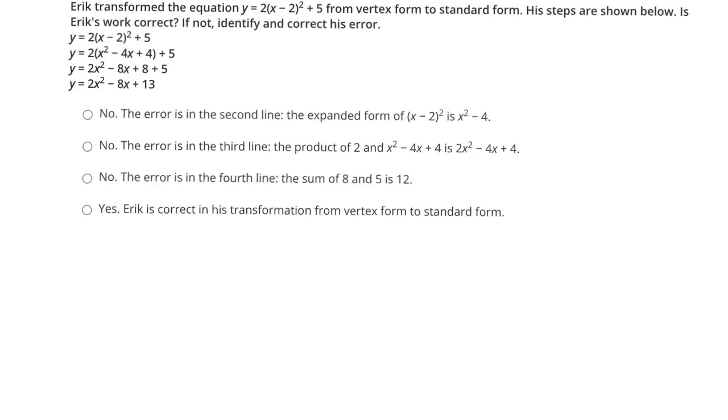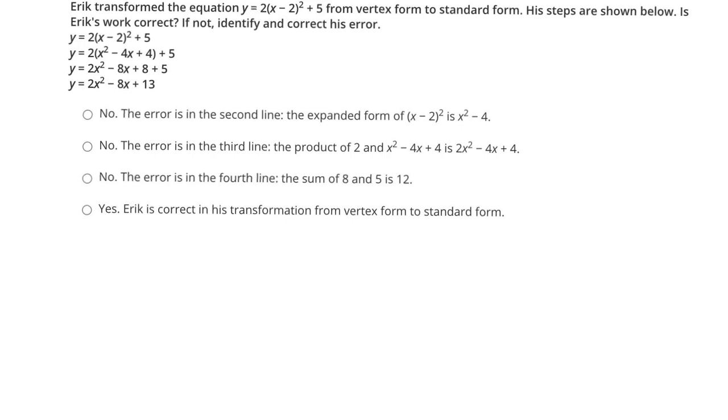You have a problem where you're supposed to figure out where the error occurs. Eric transforms this equation, which is in vertex form, to standard form. So the first step is to go ahead and multiply out this perfect trinomial square. So let's recall the shortcut for that.